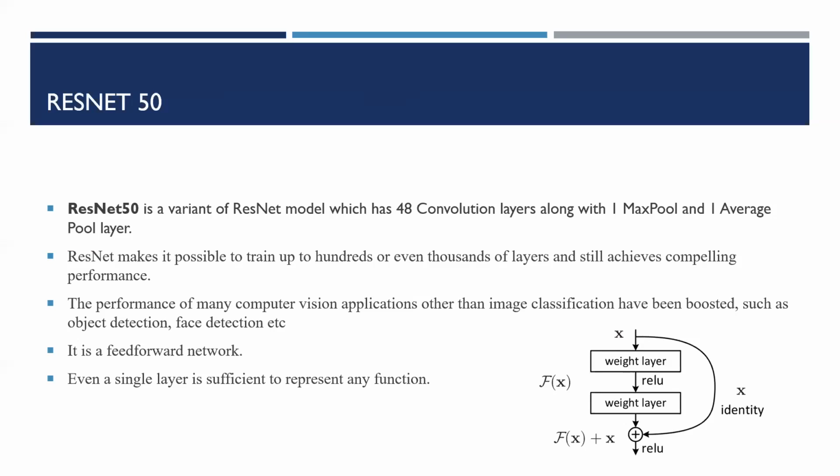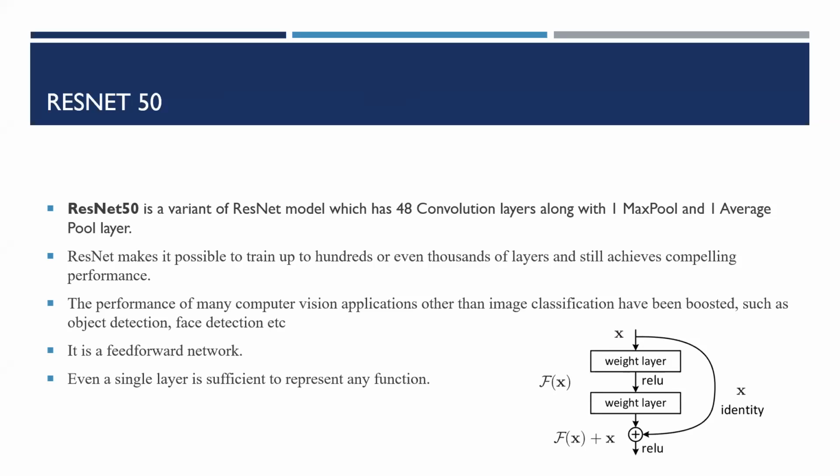What is ResNet? A ResNet, that is, residual neural network, is an ANN model. ResNet is basically used for image classification. ResNet 50 is a variant of the ResNet model which has 48 convolution layers along with one max pool and one average pool layer. Now, what is max pooling and average pooling? Max pooling takes the maximum value within the convolution filter, and average pooling takes the average value of the filter.